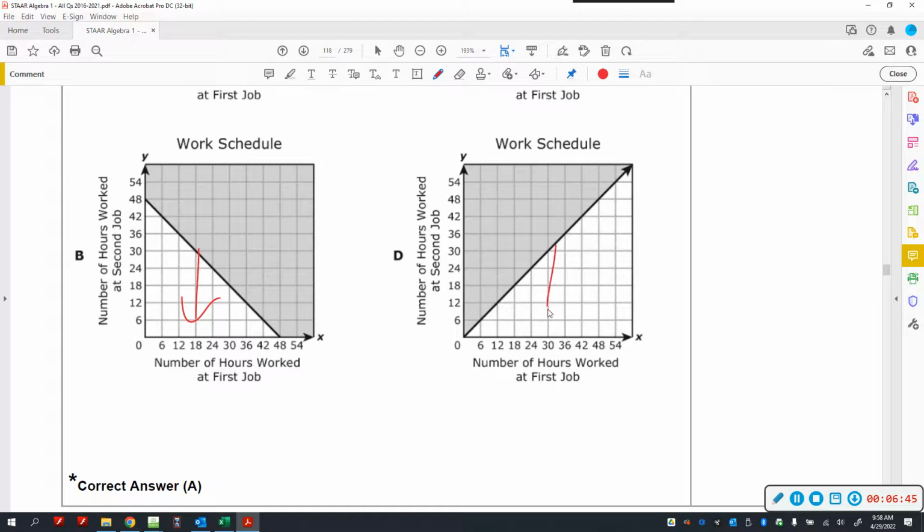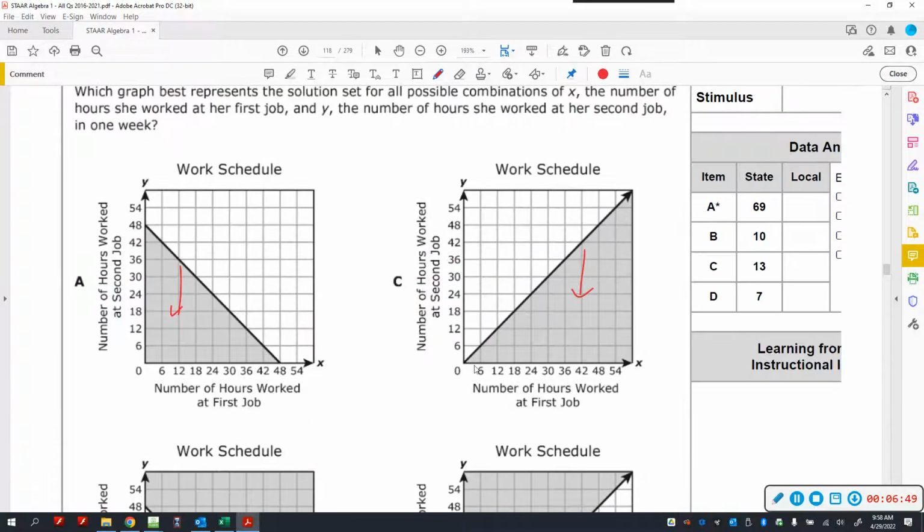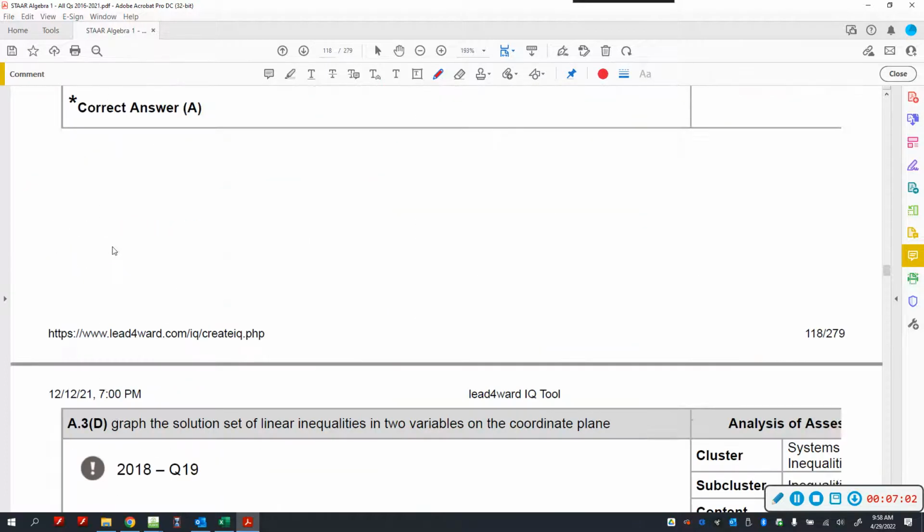So I need to find something that's less than. Okay, well, look at that. I've eliminated B and D because they're greater than. Now just look at this one here. This one stops at 48. This one keeps going. She can't work more than 48 hours, so how can this point even exist? Because she can't work there. It's not C, it's got to be A. Again, we're just looking at the line and the dash.